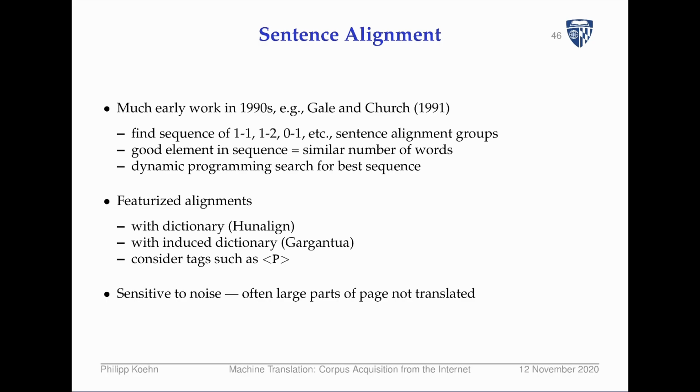So this is sensitive to noise, however. What if you have two documents where one document has one big part not translated at all? Then your alignment method might get misled here because it just keeps on aligning things and misaligns stuff down here.